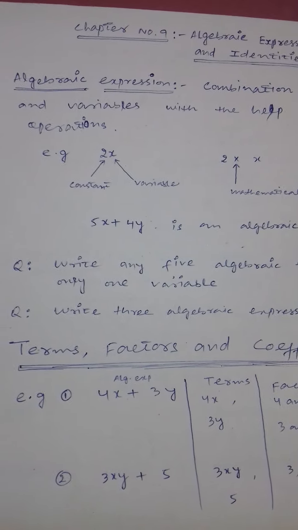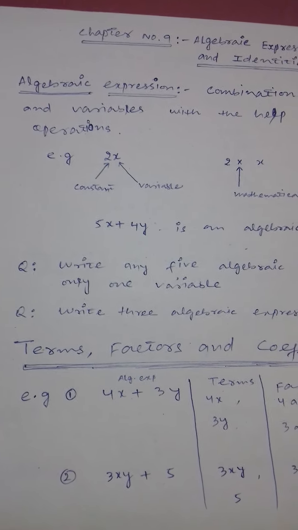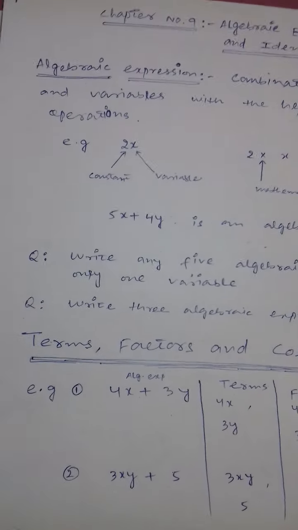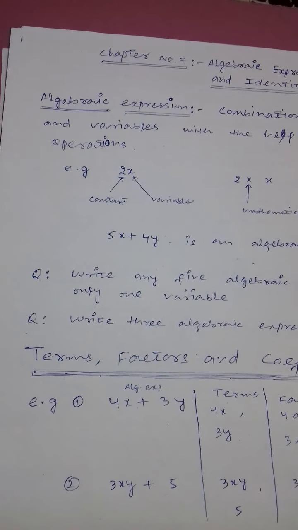In this video, I'm going to explain a new chapter. We are going to start a new chapter, and that is chapter number 9, Algebraic Expressions and Identities. Before starting the chapter, we'll explain some important terms which are involved in this chapter.